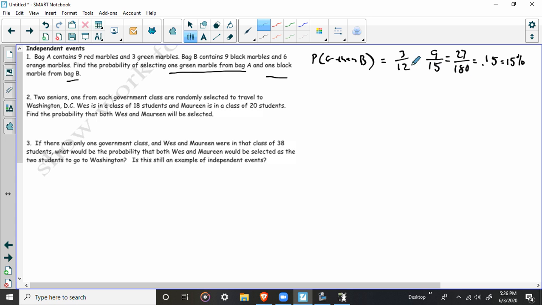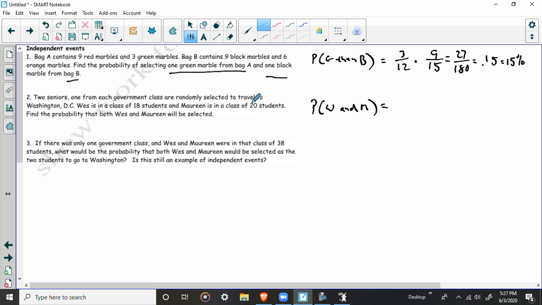So again, independent events. It says 2 seniors from each government class are randomly selected to travel to Washington, D.C. Wes is in a class of 18 students and Maureen is in a class of 20 students. So they're in 2 different classes. Find the probability that both Wes and Maureen will be selected. Well, probability of Wes and Maureen.